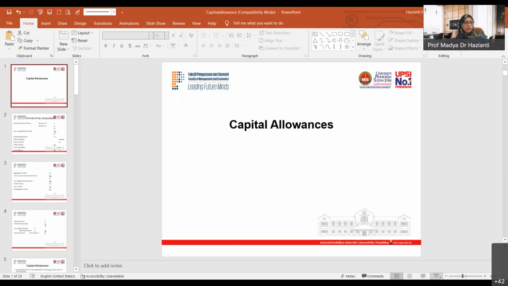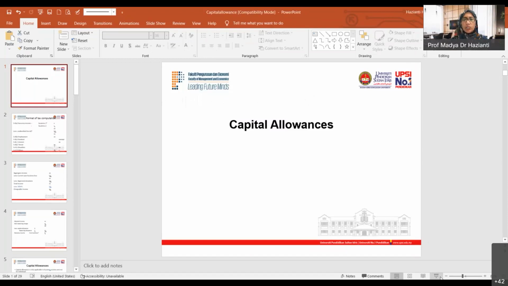Okay, boleh nampak slide? So today we're going to do capital allowance and also partnership income. So for capital allowance ni, it is actually in relation to our last week's topic, which is business taxation. So we have to look at business income and also business deductions.